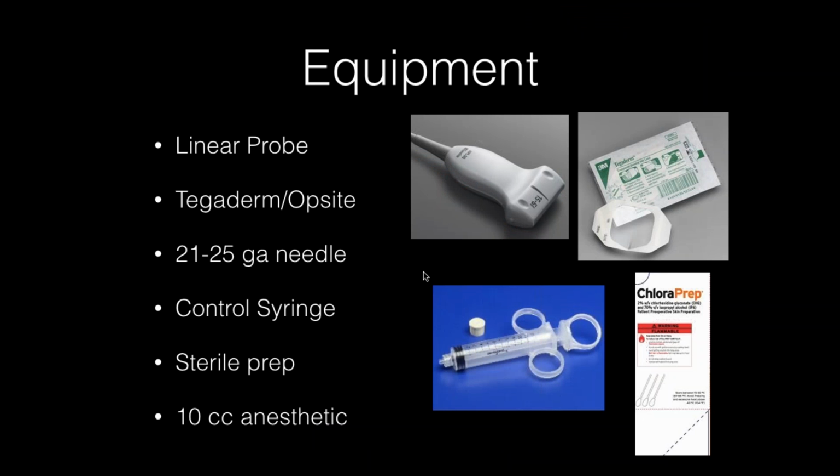The equipment for this, because it is kind of a smaller real estate, you can do this with a 21 to 25 gauge needle. You don't need a spinal needle. And it's easy to do this in a one practitioner technique with a control syringe. And 5 to 10 cc's of anesthetic is all you need.